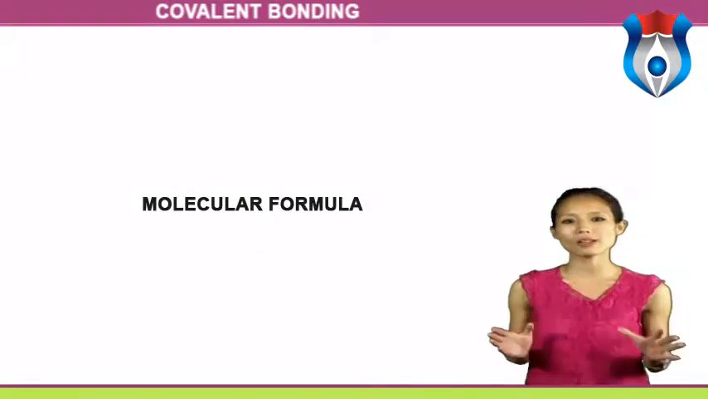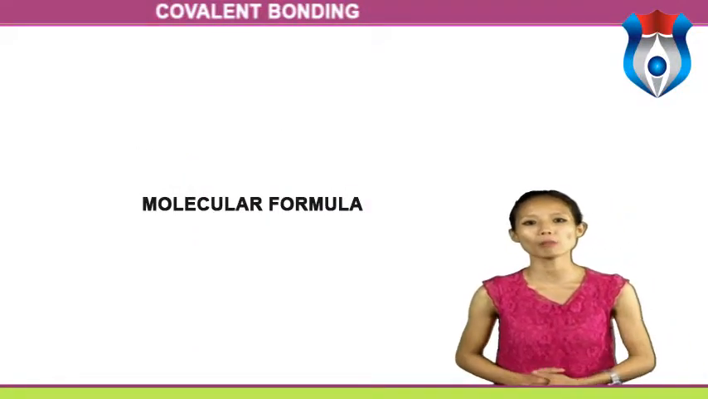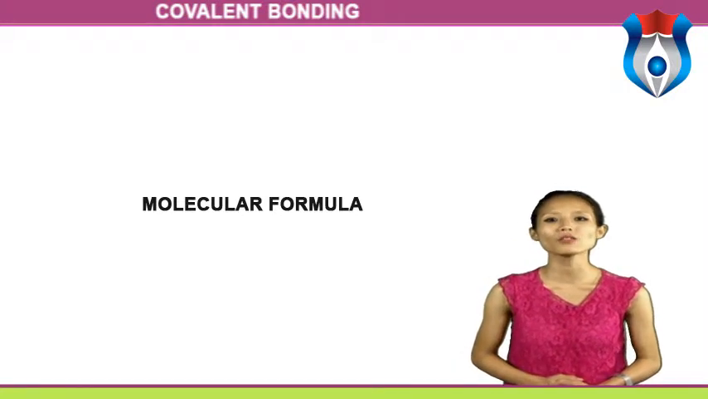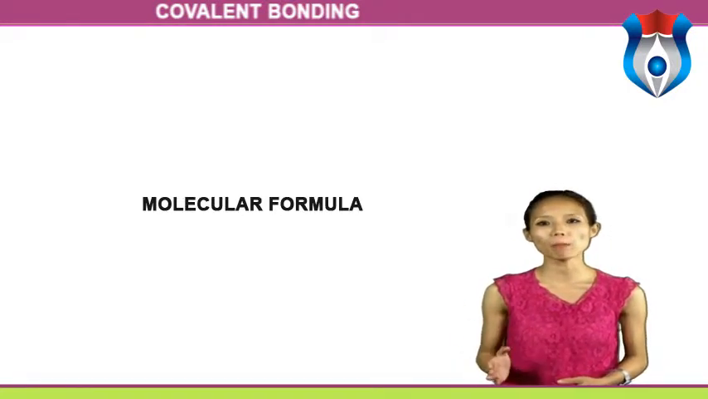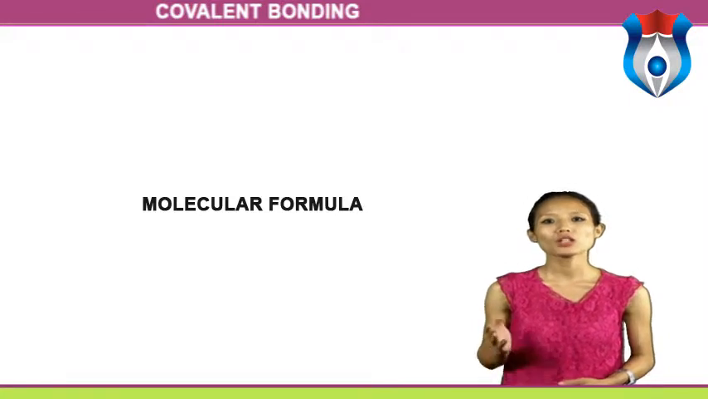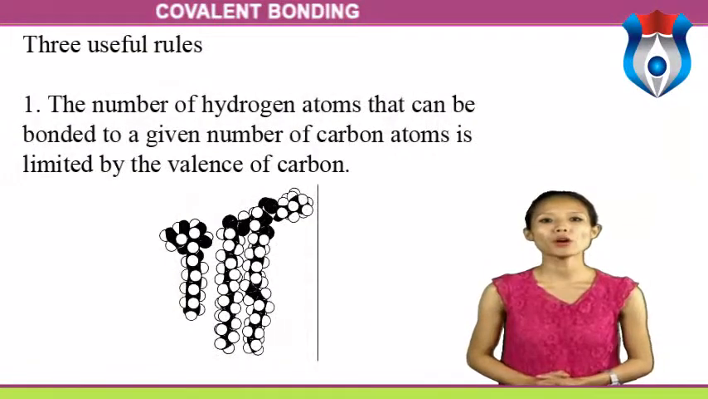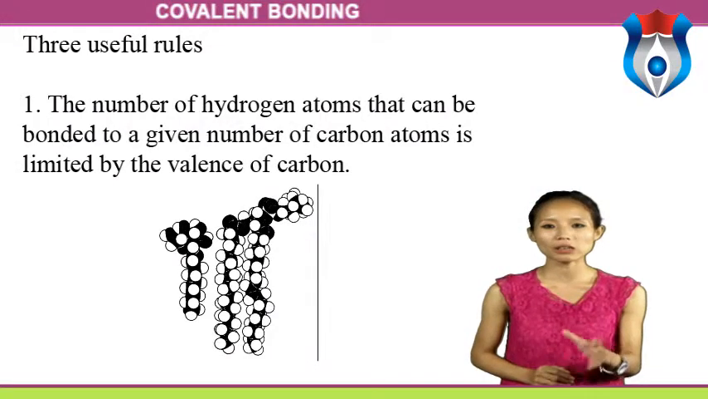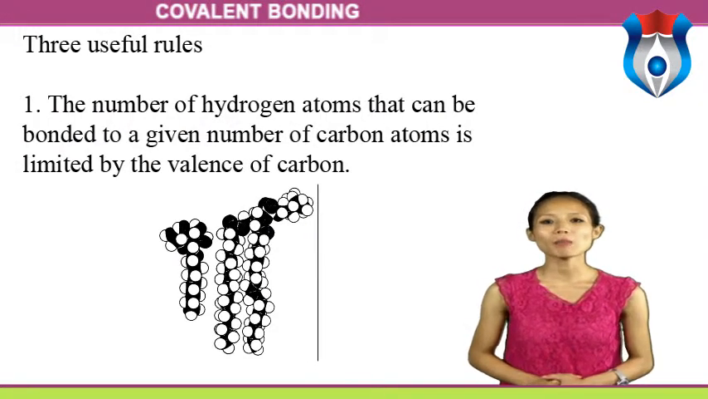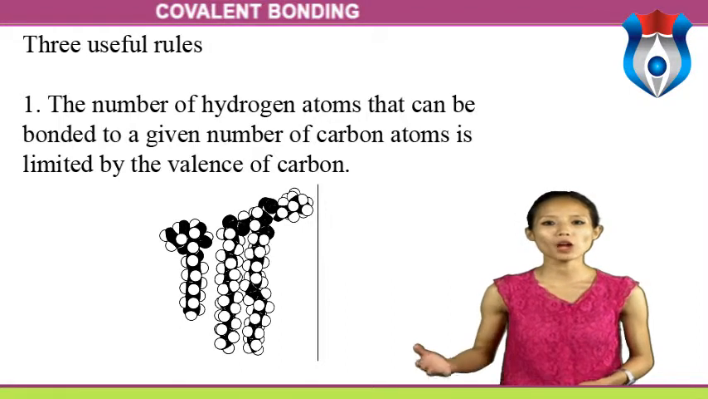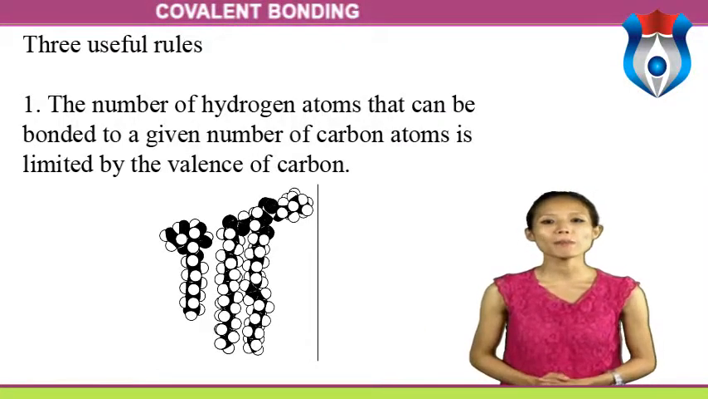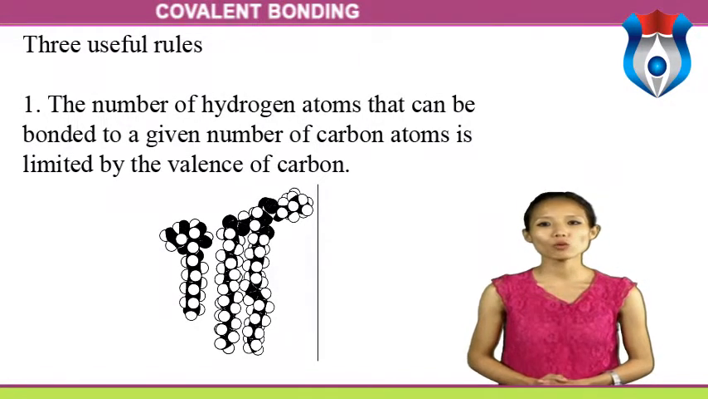Although structural formulas are essential to the unique description of organic compounds, it is interesting and instructive to evaluate the information that may be obtained from a molecular formula alone. Three useful rules may be listed. The number of hydrogen atoms that can be bonded to a given number of carbon atoms is limited by the valence of carbon. For compounds of carbon and hydrogen, hydrocarbons, the maximum number of hydrogen atoms that can be bonded to n carbons is 2n plus 2. n is an integer. In the case of methane, CH4, n is equal to 1 and 2n plus 2 is equal to 4.